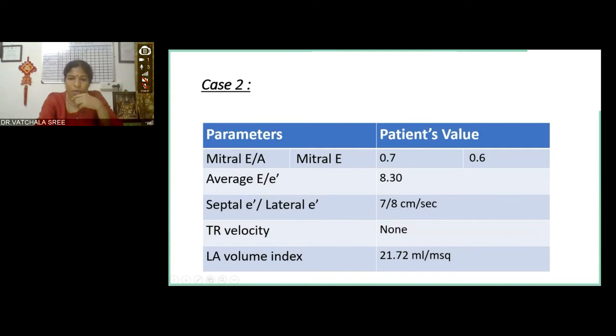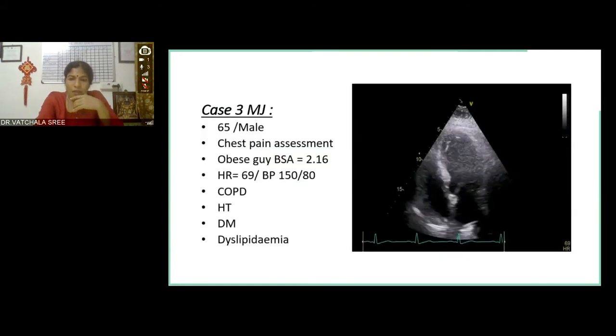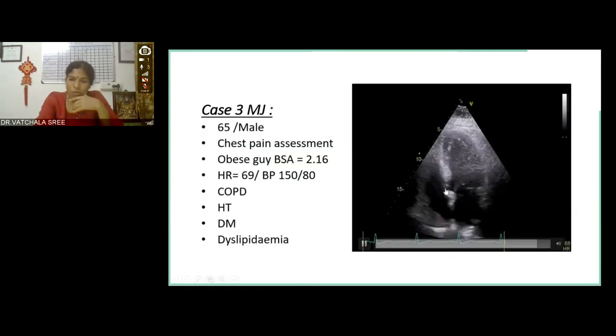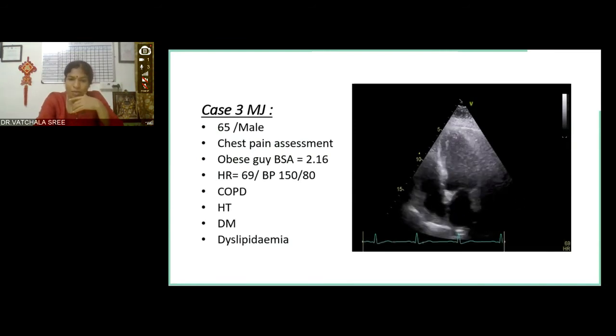Okay. Now this is another gentleman who came to me for chest pain assessment. He is quite an obese guy, really obese. His BSA was about 2.16. Again, he suffers with high blood pressure and diabetes. He has some COPD for which he is on regular inhalers, and he also has an abnormal lipid profile.